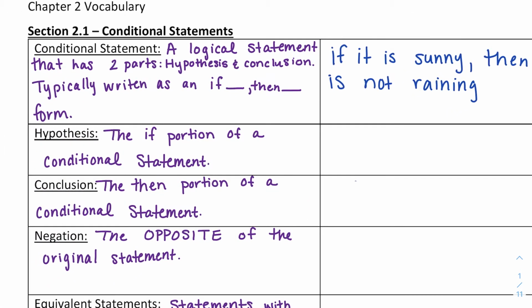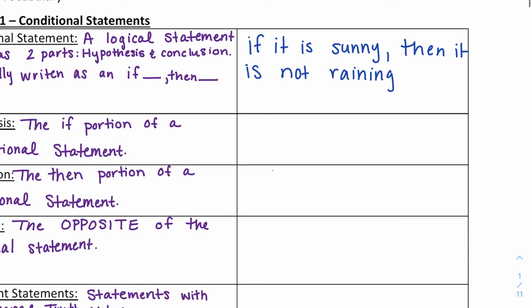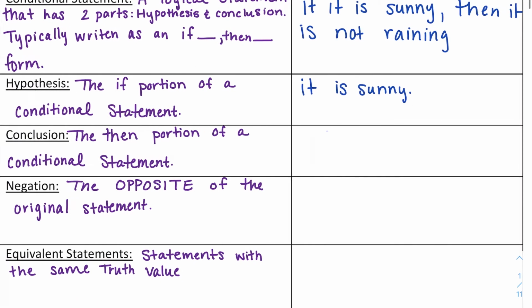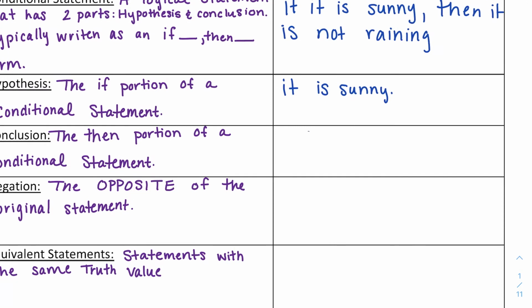So let's talk about this conditional statement. What is the hypothesis of this statement? The hypothesis is what comes after the if. For this example, what comes after the if is: it is sunny. The conclusion is what comes after the then portion of our statement. So again, back to our original example, what comes after the then is: it is not raining.